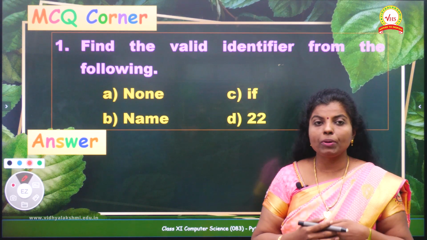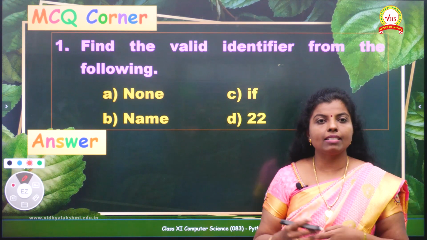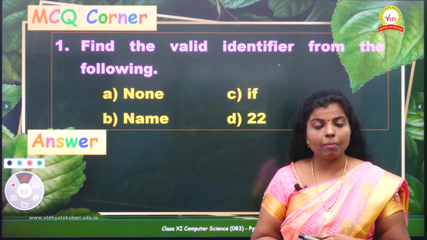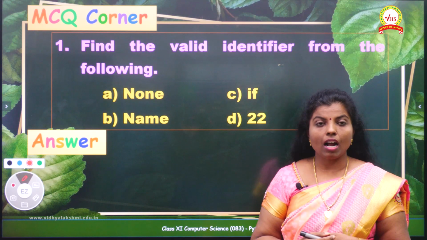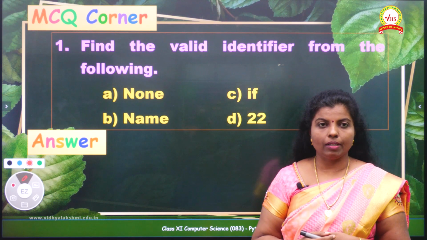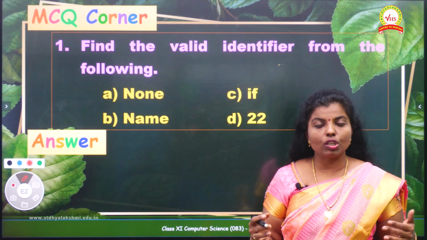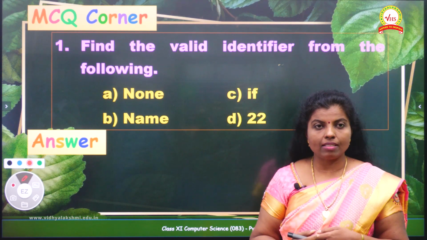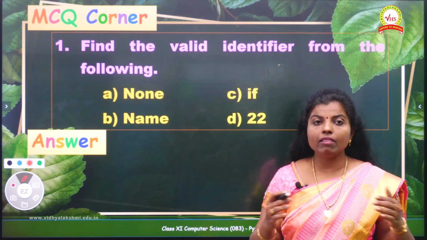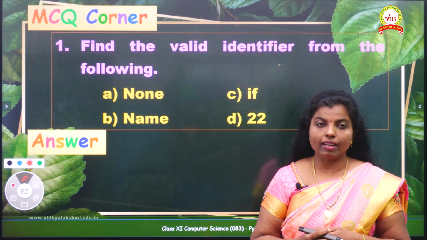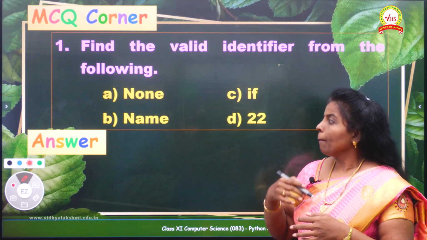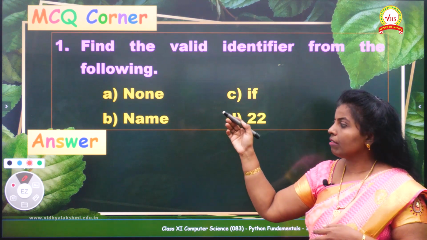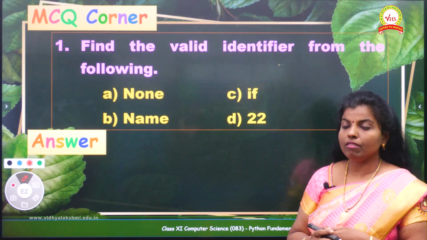Identifiers are arbitrarily long sequences of letters and numbers. An identifier must begin with a letter. Underscore also counts as a letter. Special symbols are not allowed except underscore. Upper and lower cases are significant, and keywords must not be used as identifier names. So, based on the rules, we have to find which one is the correct option for us.